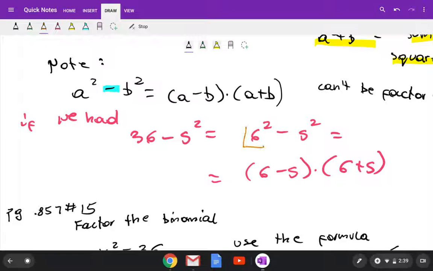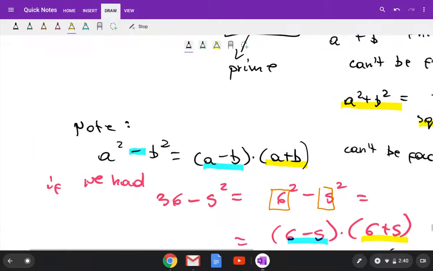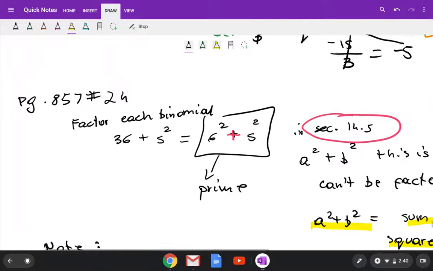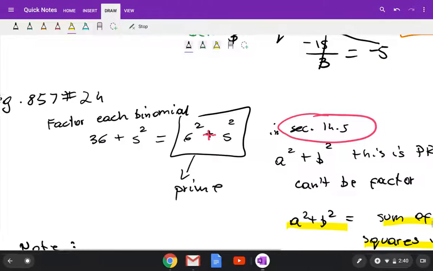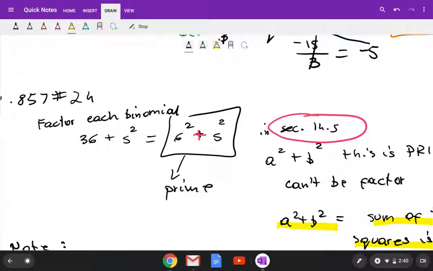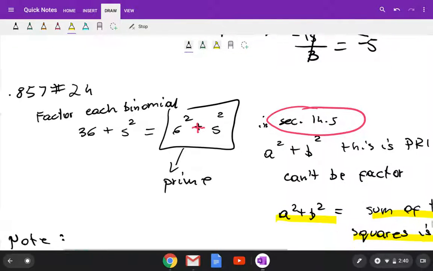And your a is the number in front of the exponent, and b, again, is the number in front of the exponent. So the formula tells you a minus b times a plus b. So we have 6 minus s times 6 plus s. But that's a different type of problem. Originally, question 24 from page 857, they gave you 6 to the second power plus s to the second power, so this is prime.